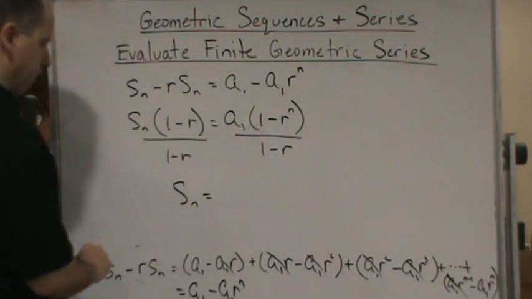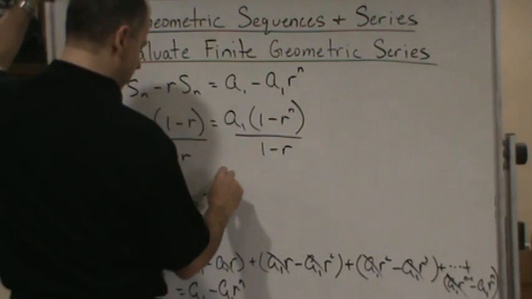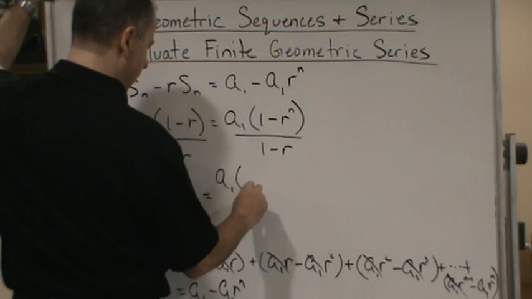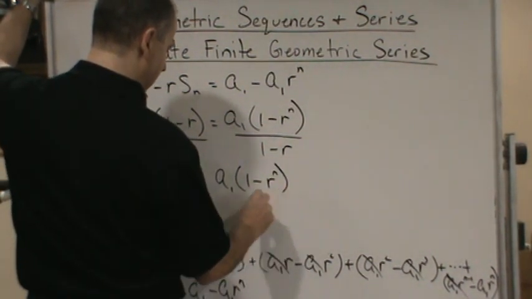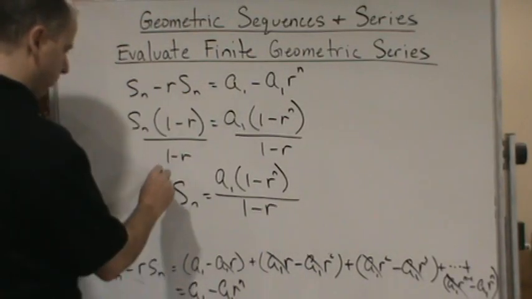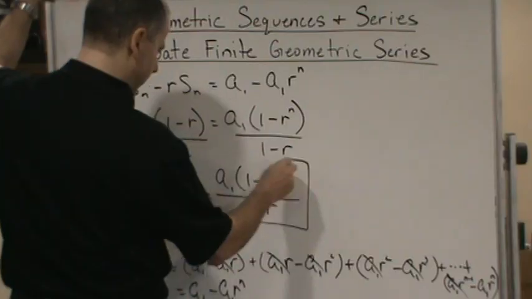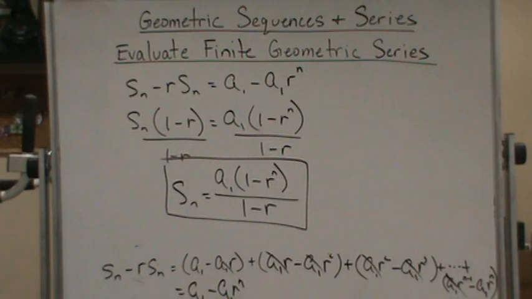So the formula for the nth partial sum is nothing more than the first term times 1 minus the common ratio raised to the nth power, all divided by 1 minus the common ratio. And so here is our formula for finding the nth partial sum of a geometric series.